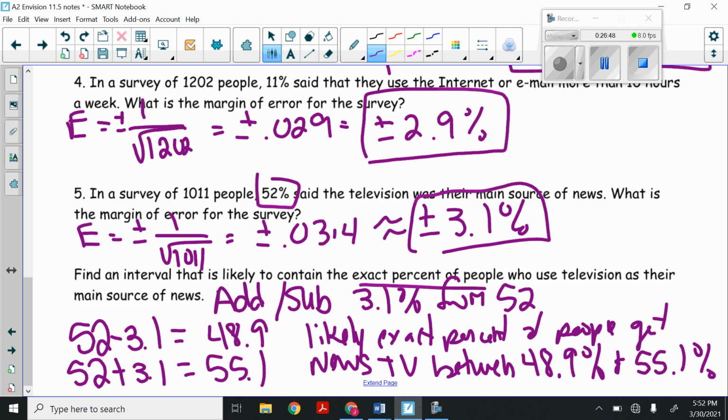So that wraps up chapter 11 for us. This was 11.5 over margin of error.